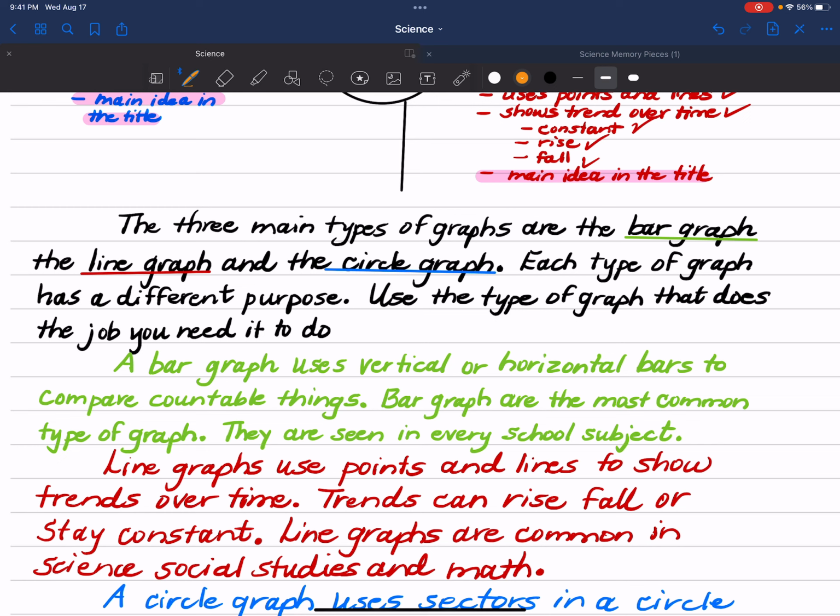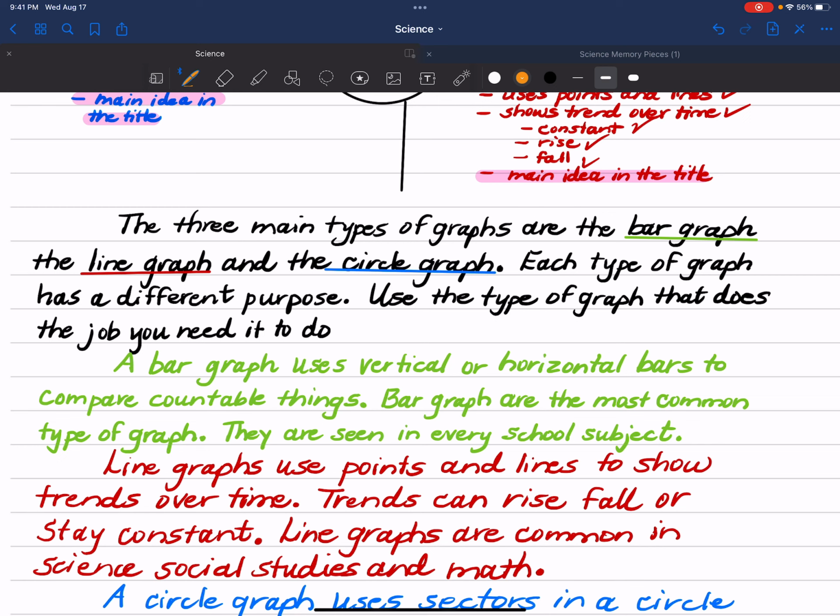The three main types of graphs are the bar graph, the line graph, and the circle graph. Let me read it again, and I want you to listen carefully to the sound of my voice. The three main types of graphs are the bar graph, the line graph, and the circle graph. Do you hear the pause? I'm not stopping, but my voice pauses for just a beat.